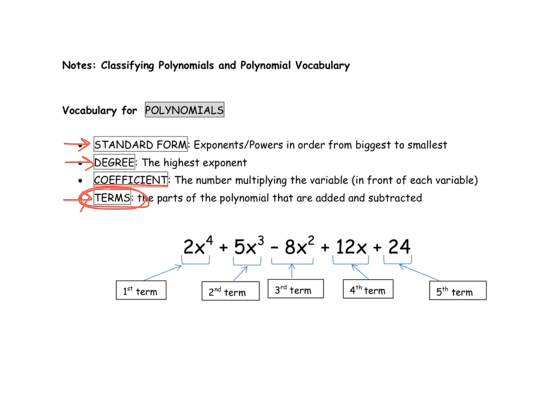The terms of a polynomial are the expressions that are separated by plus and minus signs. So this polynomial has 1, 2, 3, 4, 5 terms. The degree of a polynomial tells us the highest exponent. So in this case, our highest exponent is 4. We would say this is a 4th degree polynomial.